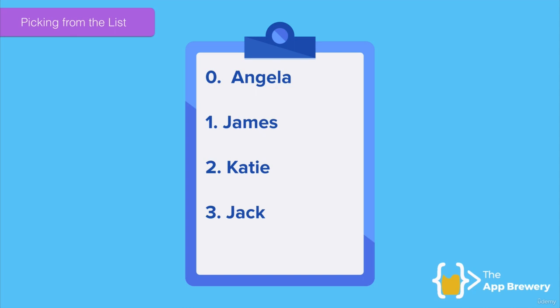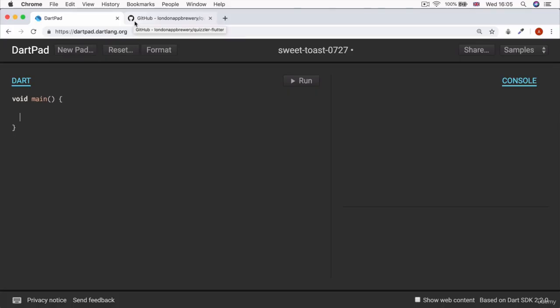And it's a little bit counterintuitive because of the fact that the list starts from 0. So if we were to pick the third from the list, it's actually not 1, 2, 3, but it's actually this one. We can see how this works using Dartpad.